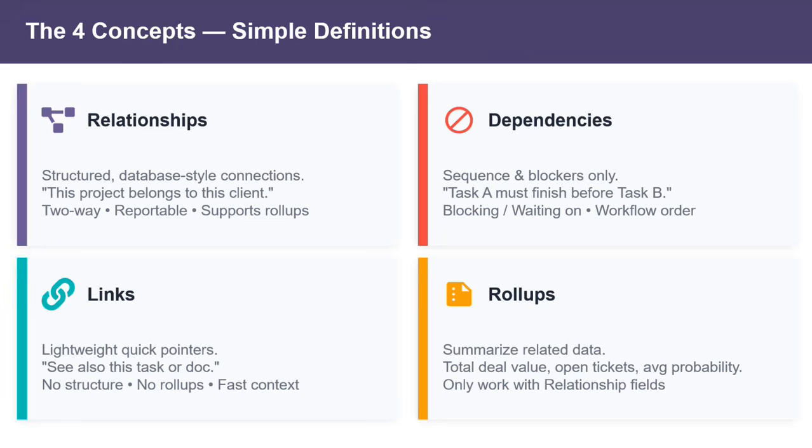So the easiest way to remember is: relationships connect, dependencies sequence, links point, rollups bring information across.